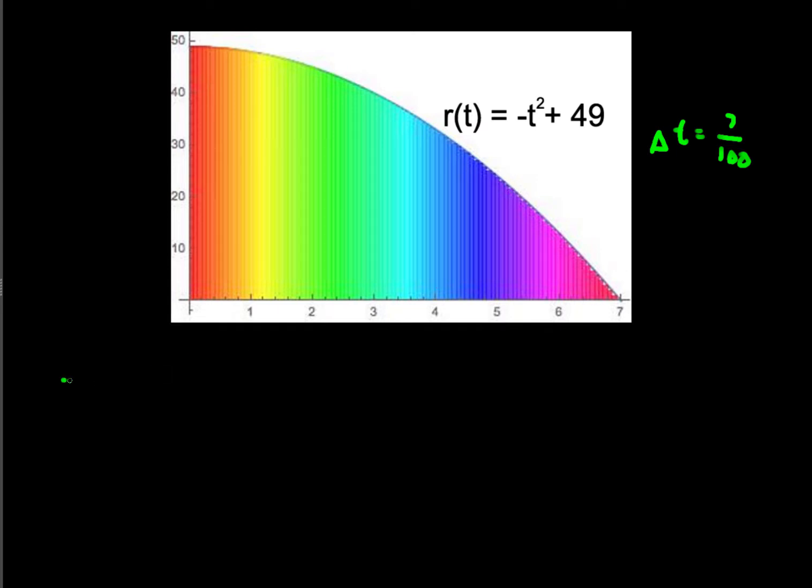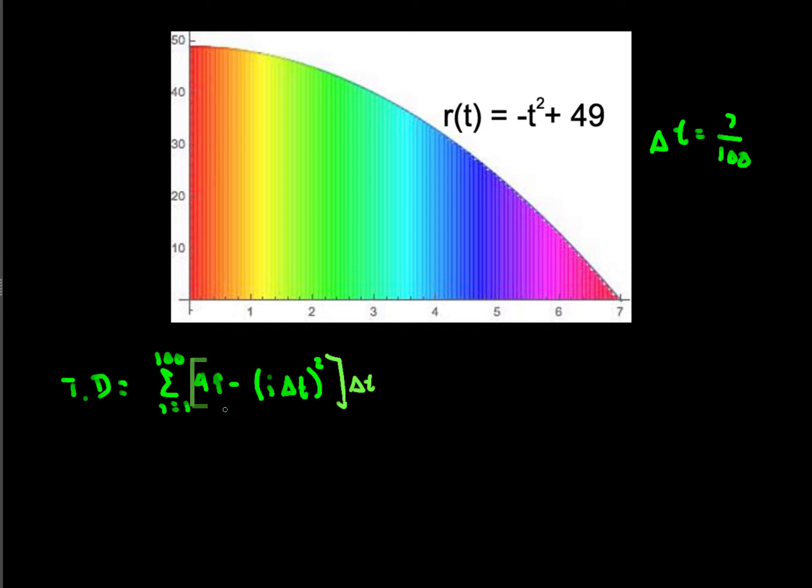And so the total distance, using summation notation, would be the sum from i equals 1 to 100 of 49 minus (i times delta t) squared.